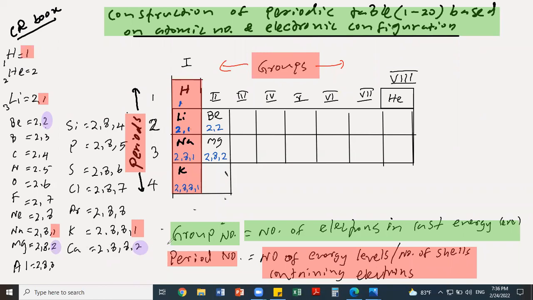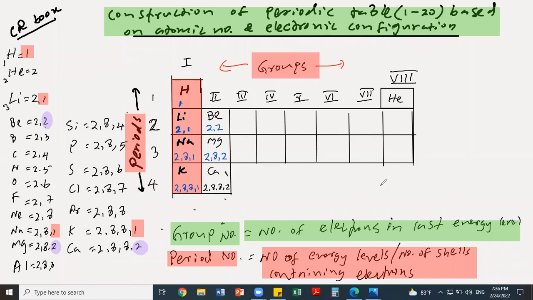2,8,8,2. Outermost 2 means group 2. In group 2 there are different levels, all of these are in group 2: beryllium, magnesium. Calcium will come to the fourth row or the fourth period because there are 4 energy levels. Calcium 2,8,8,2, therefore outermost 2, group 2 belongs to.